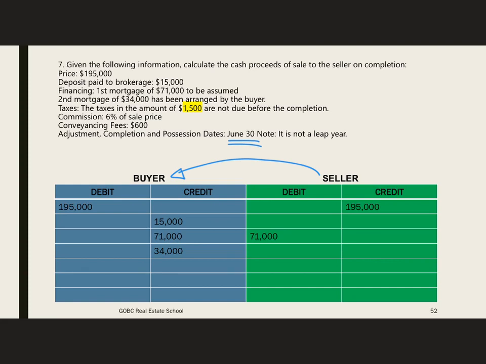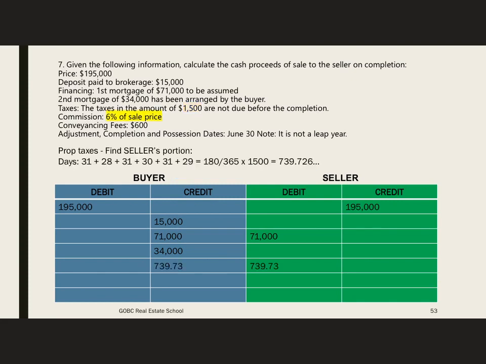So in order to do that, we will calculate the number of days, multiply it by the $1,500 tax amount, and then we will debit the seller and credit the buyer. So here we go. We have 31 days, 28, 31, 30, 31, and 29. Why am I doing 29 for June? The reason is because June 30th is the buyer's responsibility. So June 30th onward, the buyer pays, and up to June 29th is the responsibility of the seller.